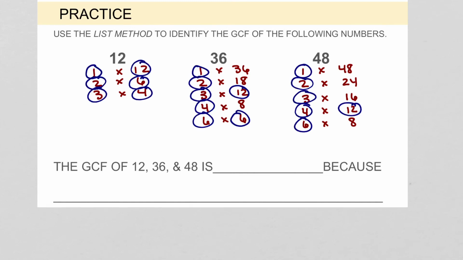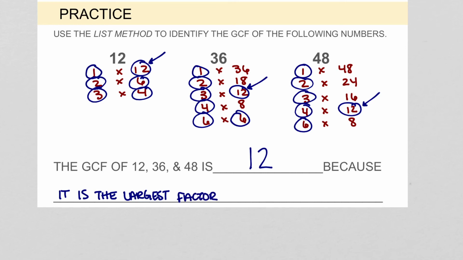All right, so I circled all the common factors, and it looks like all the factors of 12 can be found in the other ones, the bigger ones. So I'm going to look at the biggest one I've got, let's see, is 12, because I've got a 12 there, a 12 there, and a 12 there. So I know that the GCF of 12, 36, and 48 is 12, because it is the largest, biggest, greatest, however you want to say it, factor that all 3 of those numbers share or have in common.